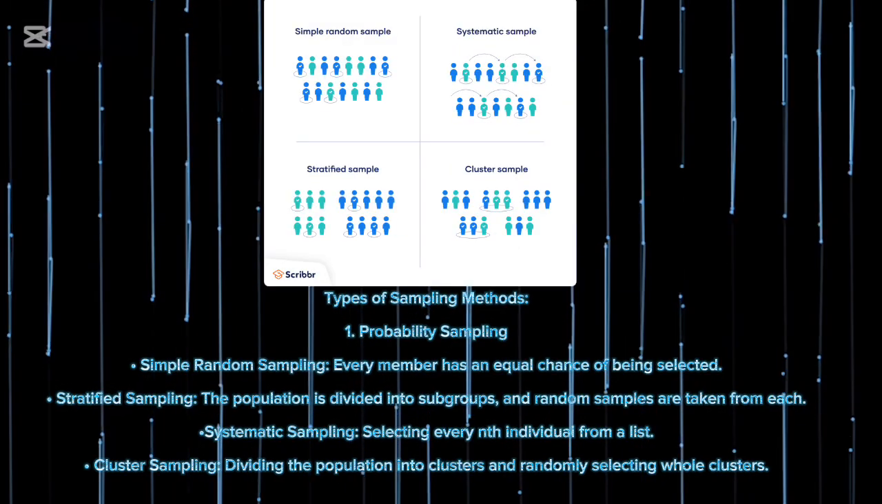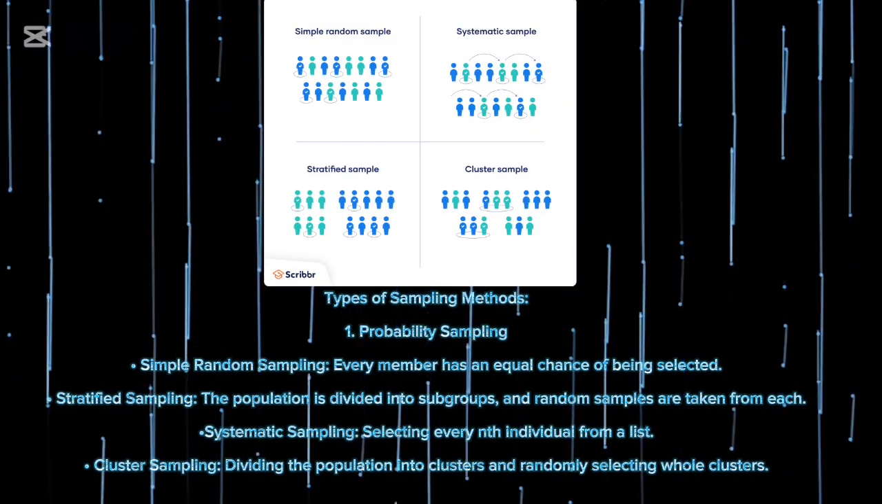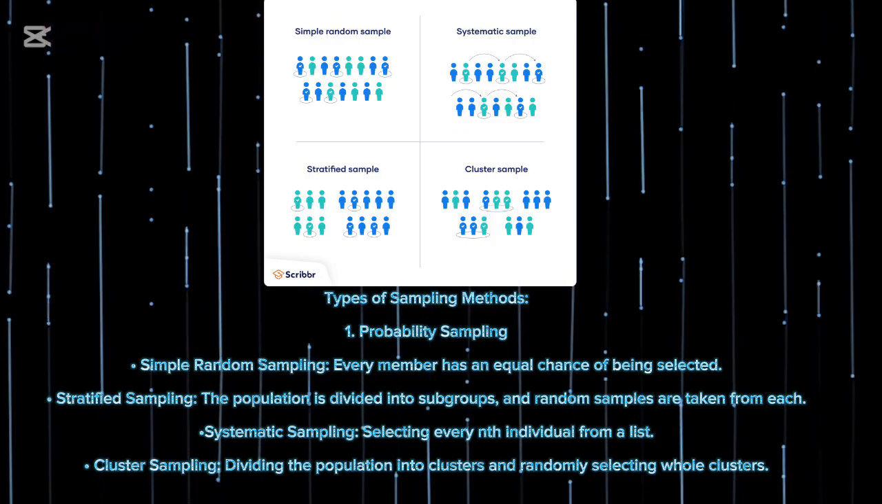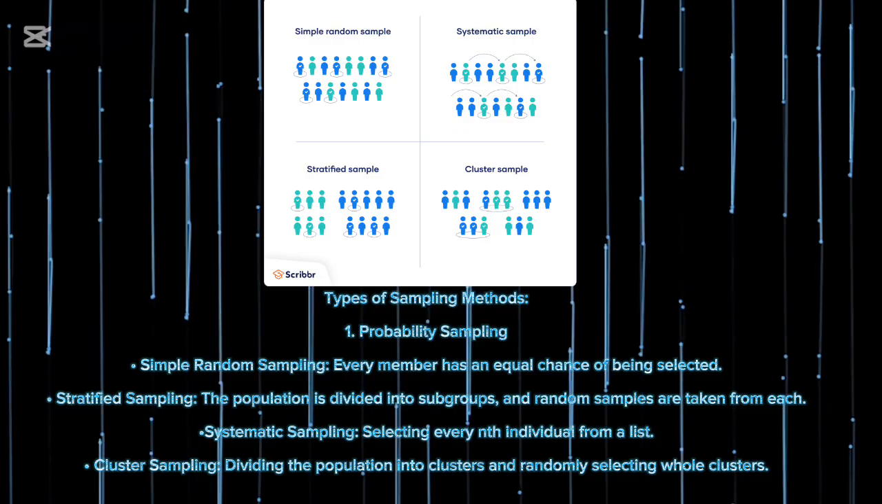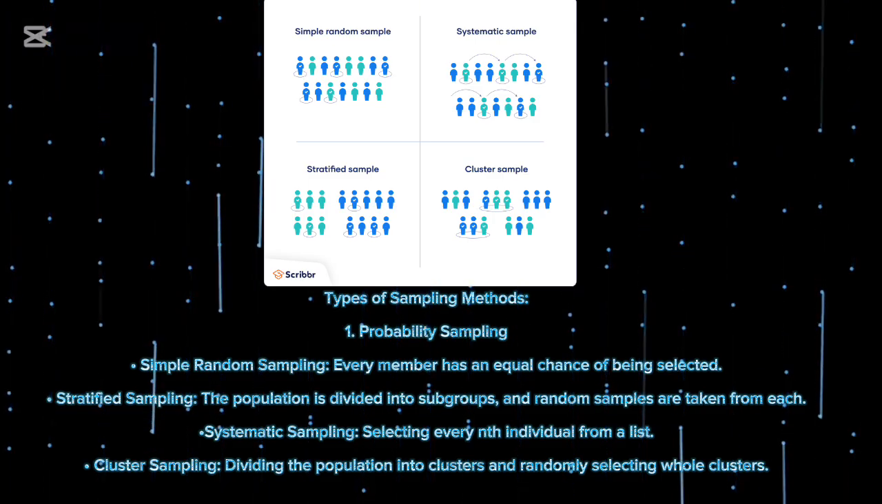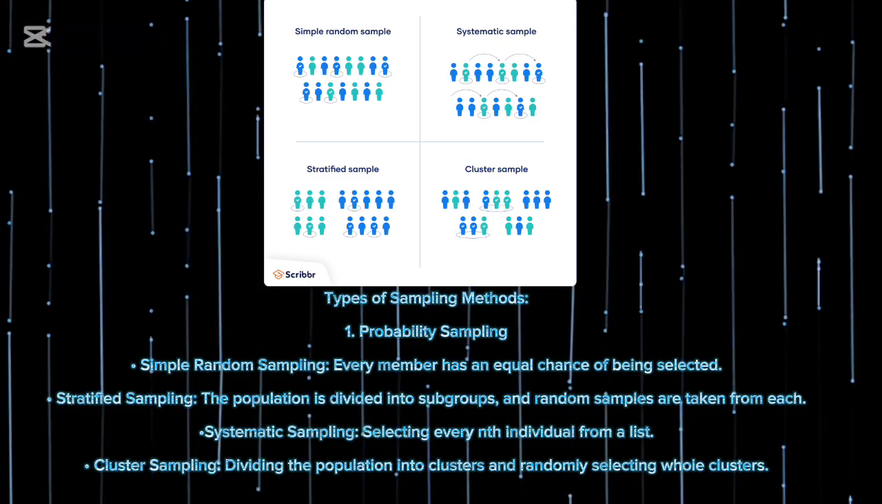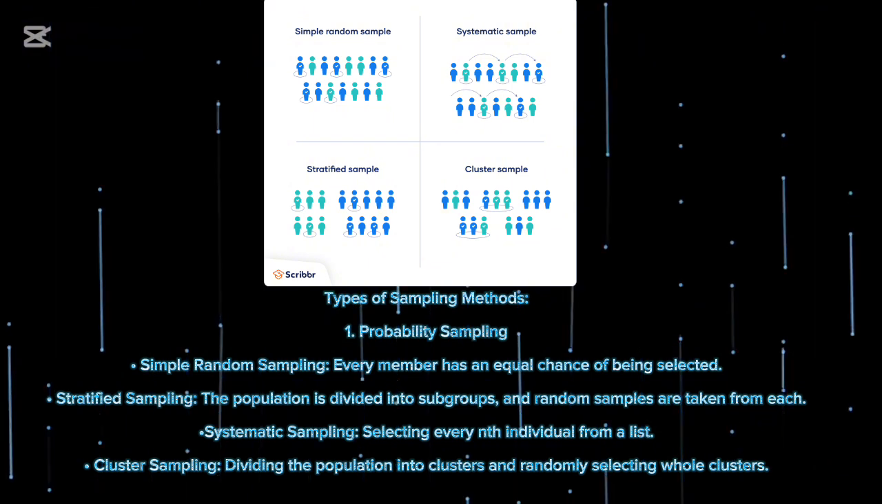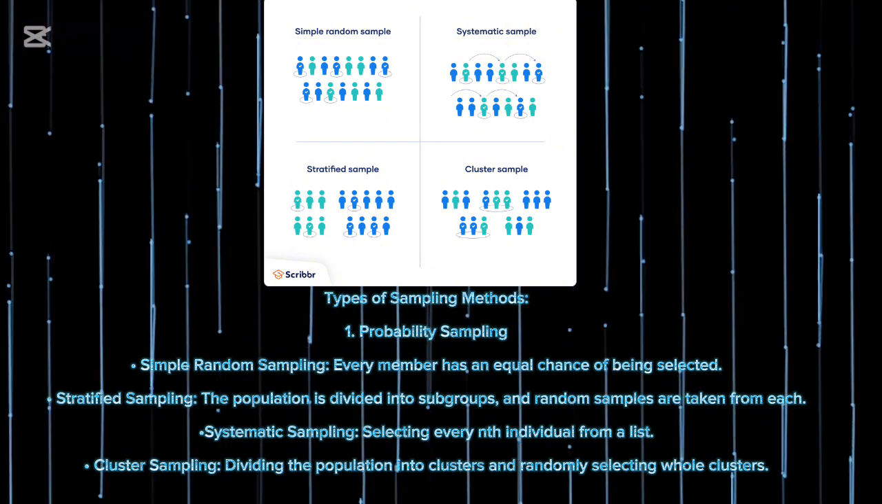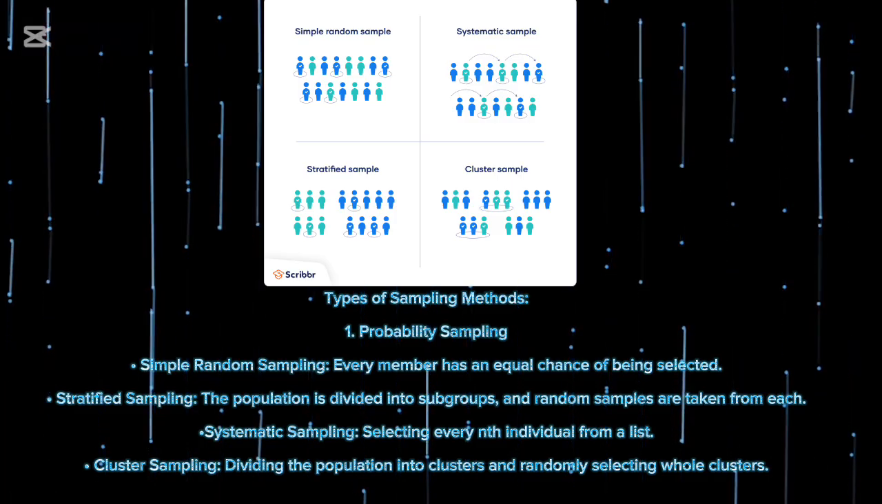Types of sampling methods. 1. Probability sampling. Simple random sampling: every member has an equal chance of being selected. Stratified sampling: the population is divided into subgroups and random samples are taken from each. Systematic sampling: selecting every nth individual from a list. Cluster sampling: dividing the population into clusters and randomly selecting whole clusters.